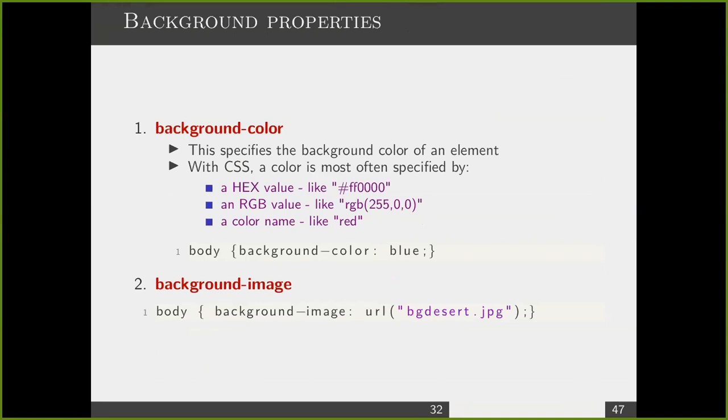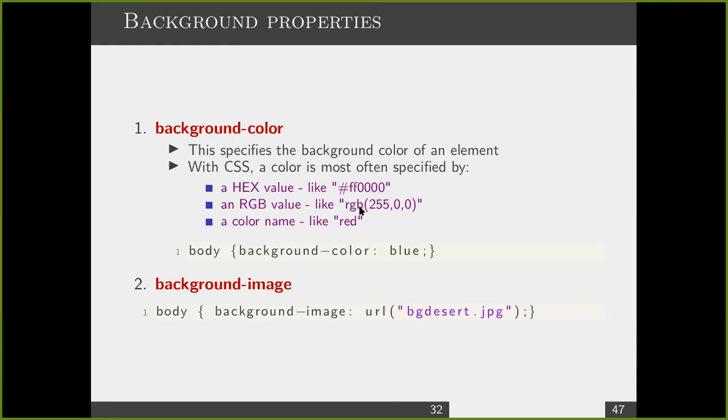Now we have what we call the background color. So the background color specifies the background color of an element. So with CSS, a color can be specified with all these methods. One, you could use the hexadecimal, the hex values, things like hash FF0000. Like I said, the first two values are for red, the next ones are for green, and the last two are for blue.